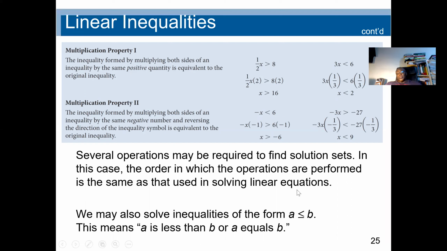I hope with this example, which is negative 3x greater than negative 27, I will rather divide here by negative 3. That's why we have negative 1/3. And I have to do the same thing to the right side of the inequality sign. So here we get x less than, negative becomes positive, 3 can go into 27 nine times. So it will be x less than 9.